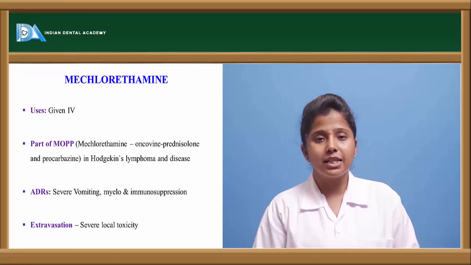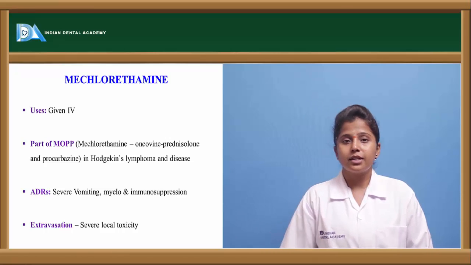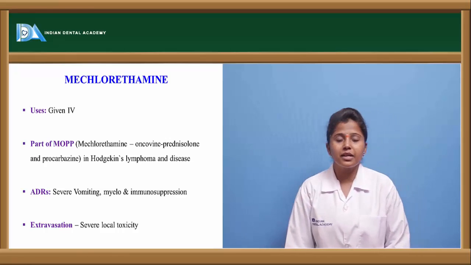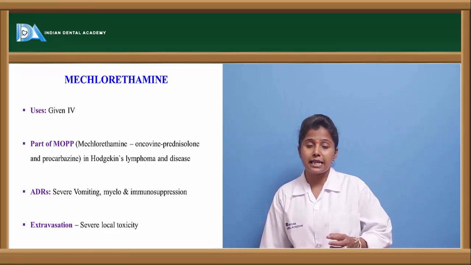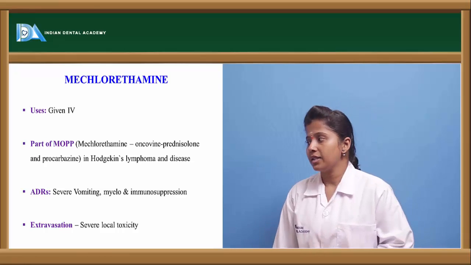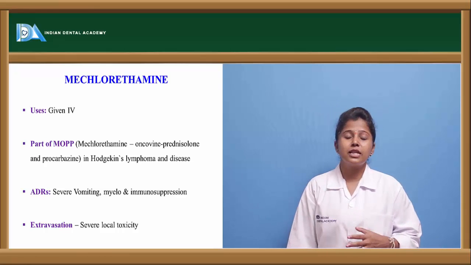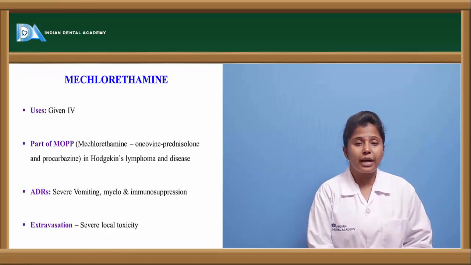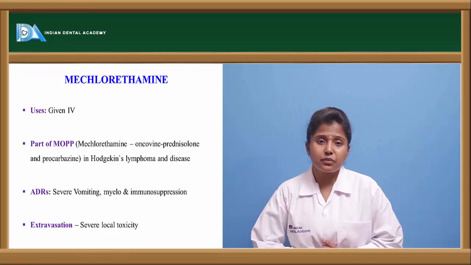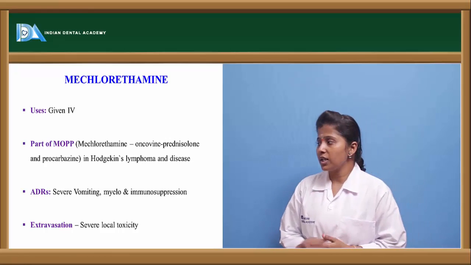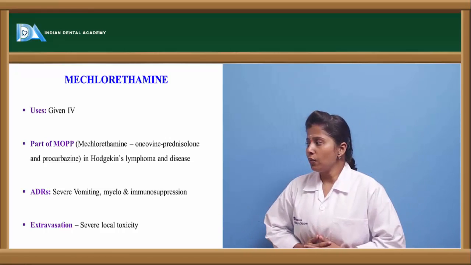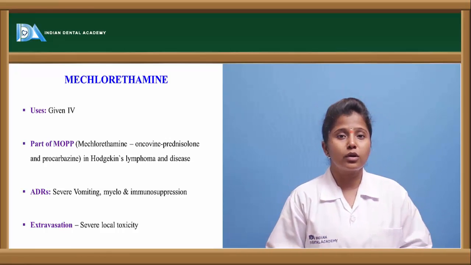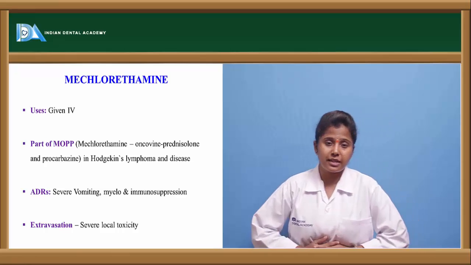Let us see the drugs of these alkylating agents. One of the important drugs is mechlorethamine. Mechlorethamine is one of the most potent alkylating agents, and it is mostly given through the IV route, as part of MOPP. MOPP is one of the therapies. It includes drugs like mechlorethamine, oncovin, prednisolone and procarbazine. So there is a combination of 4 drugs. Combination therapy is usually given in cancer patients.